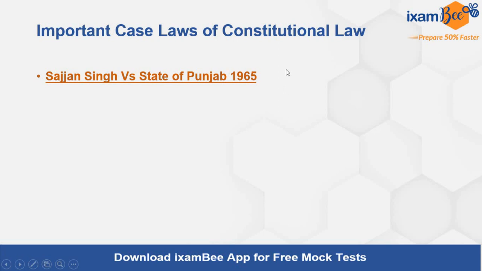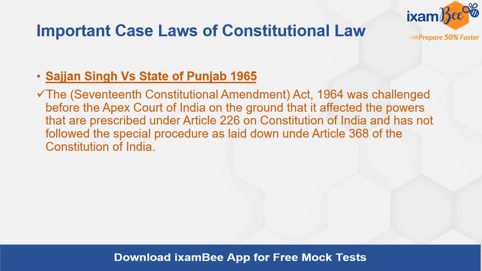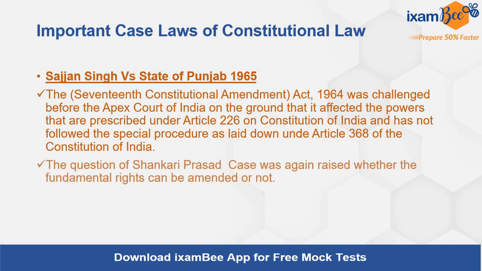First one is Sajjan Singh versus State of Punjab 1965, which we are going to cover today. In this, the 17th Constitutional Amendment Act 1964 was challenged before the Apex Court on the ground that it has affected the powers that are prescribed under Article 226 of the Constitution of India and has not followed the special procedure as it is laid down under Article 368 of the Constitution of India. So this is what is discussed in this particular case.